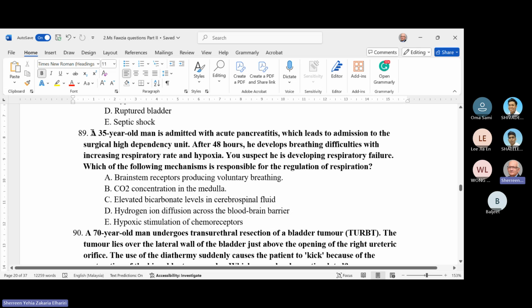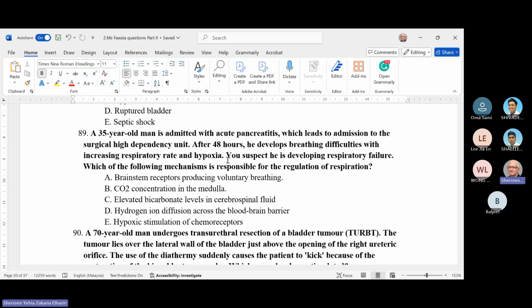Sometimes I have a debate also for this question. A 35 years old man is admitted with acute pancreatitis, which led to admission to the surgical high dependency unit, HDU. After 48 hours, he developed breathing difficulty, increased respiratory rate, and hypoxia. You suspect he developed respiratory failure. Which of the following mechanisms is responsible for regulation of respiration? So he asks about the patient in trauma, what is the stimulation of respiration?